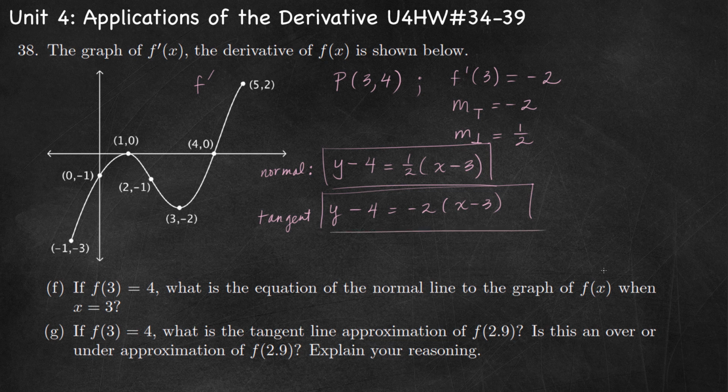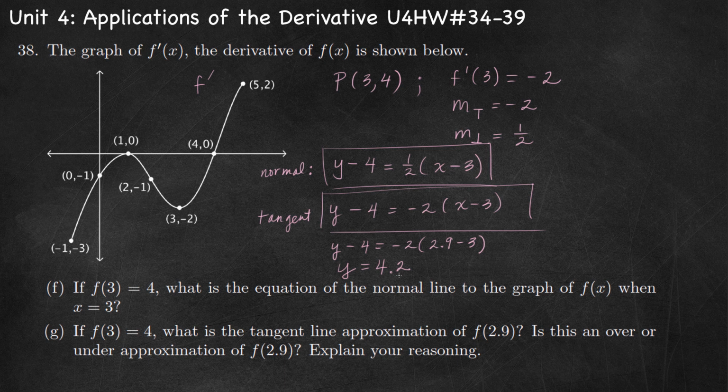And then we're asked, what is that tangent line approximation of f of 2.9? So we want to let x equal 2.9 and solve for y. So y minus 4 equals -2 times 2.9 minus 3. And there we get y equals 4.2. So the tangent line approximation of f of 2.9 is 4.2.